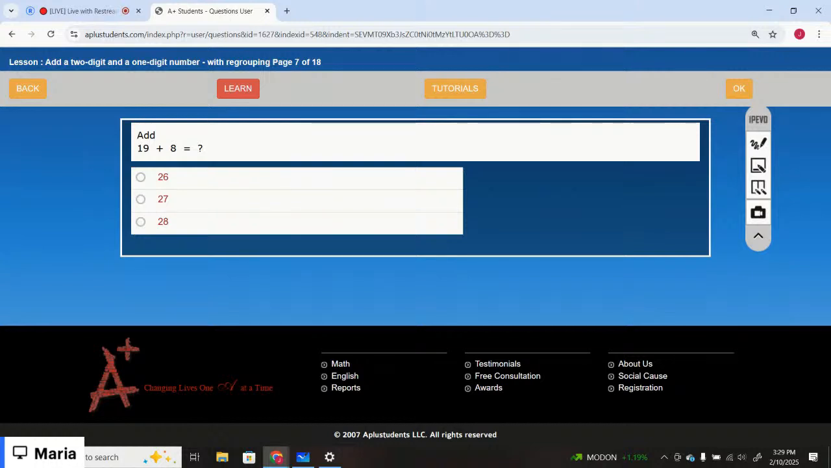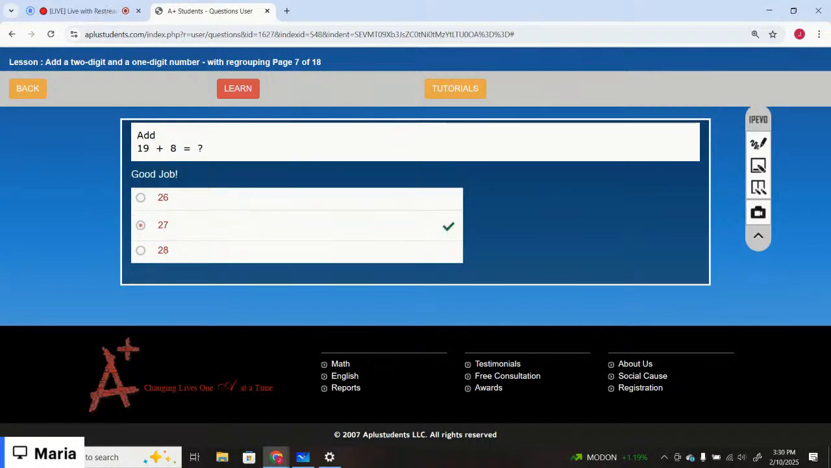19 plus 8 equals? That is 27. Option number 2 is the correct option.